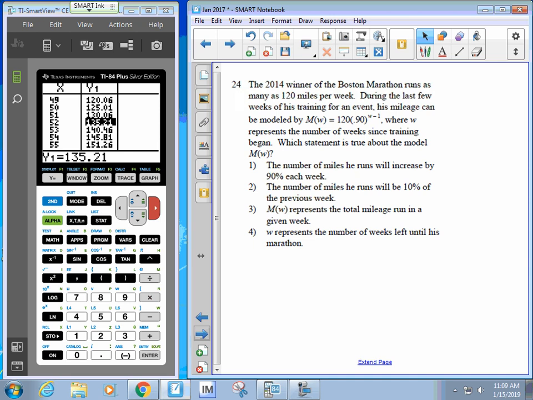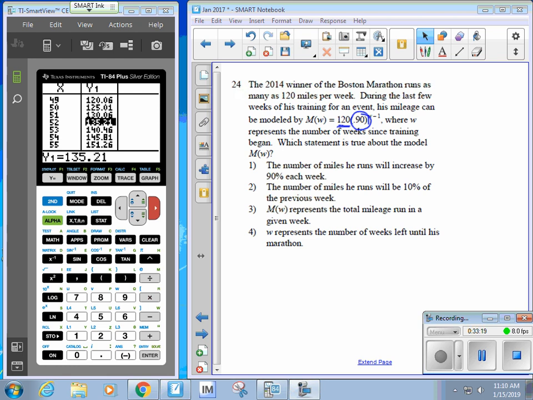It has a Boston Marathon runner, and it says they run as many as 120 miles per week. During the last few weeks of training, his mileage can be modeled by, and they give you the function, where W represents the number of weeks since training began. Which statement is true about the model? Now, some things we should be looking for. He's starting at 120 miles per week. He's decreasing or decaying by 10% per week because that number is less than 1, and it's 10% less than 1, 90% of what we had for each week.